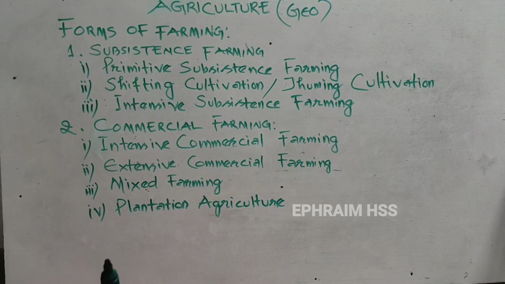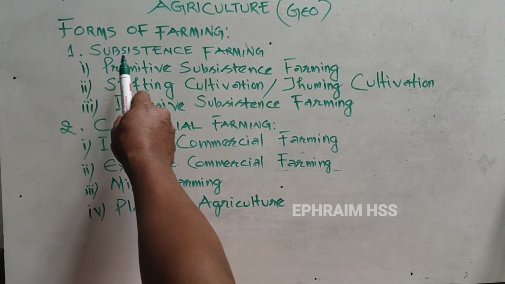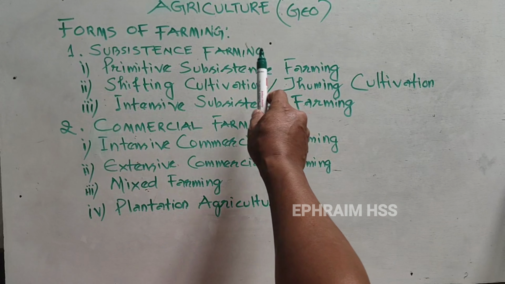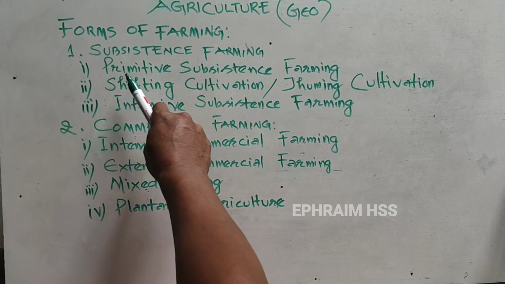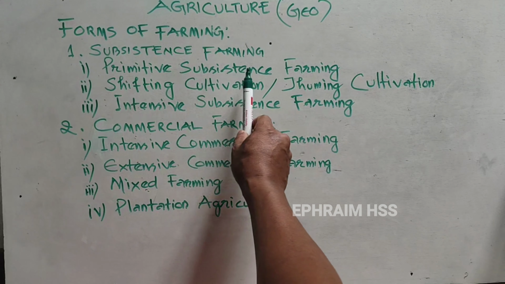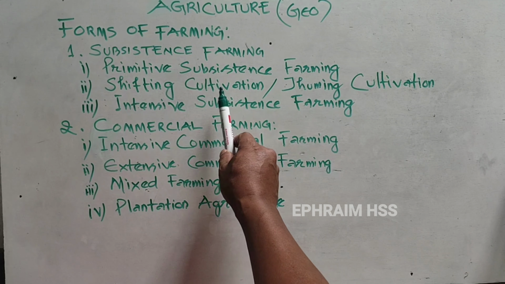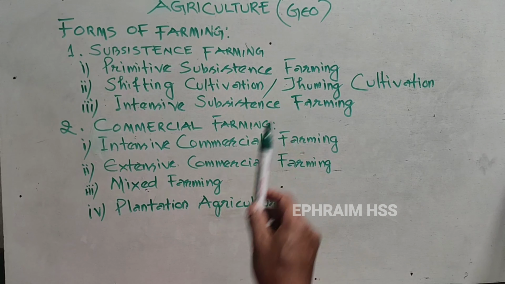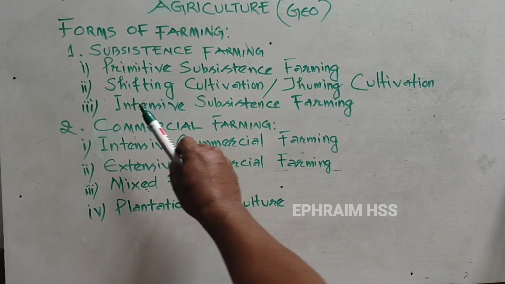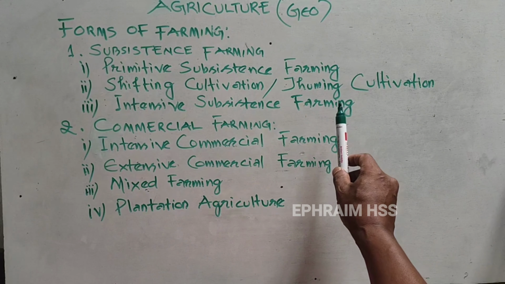Now, there are different forms of farming. Number one is subsistence farming. And under subsistence farming, there are again three types of farming. Number one is primitive subsistence farming. The next one is shifting cultivation, also known as jhumming cultivation in Northeast India. And the third one is intensive subsistence farming.